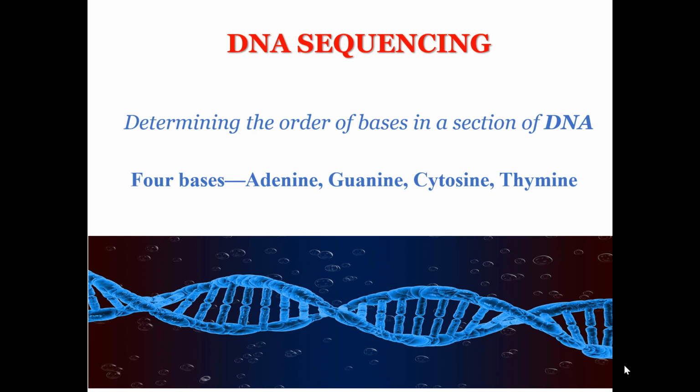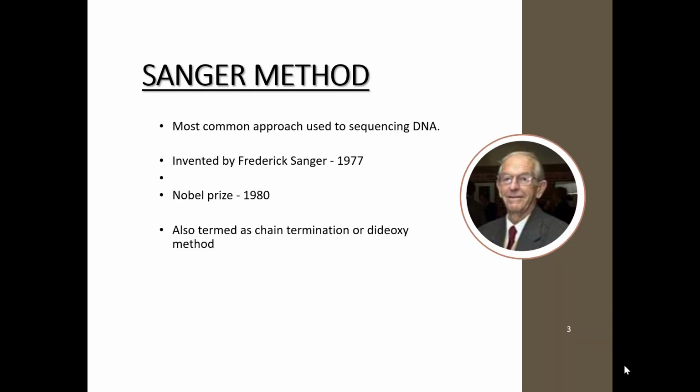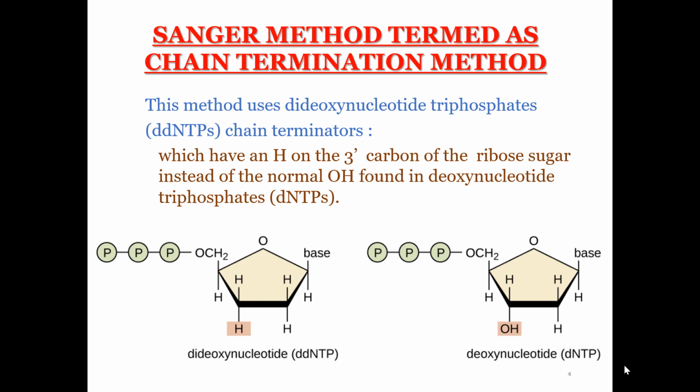So DNA sequencing is used for the identification of bacteria, for the identification of the genome, and for determining mutations. DNA sequencing is very useful in today's microbiology as well as in molecular biology. The Sanger method was described by Frederick Sanger in 1977, for which he won the Nobel Prize in 1980. This method is also called the chain termination method or dideoxy method.